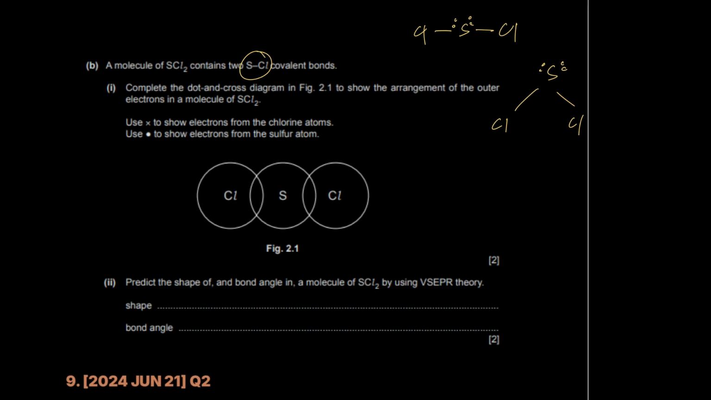Now, he's saying complete the arrangement, show dots and crosses. You know that a bond represents a pair of electrons. So represent a pair of electrons and a pair of electrons. How many? You have one lone pair and one lone pair left here.